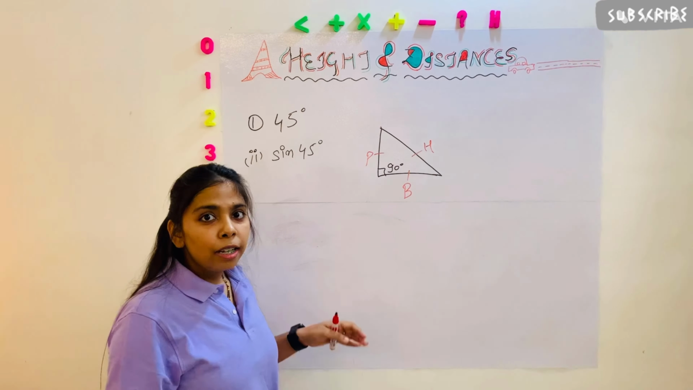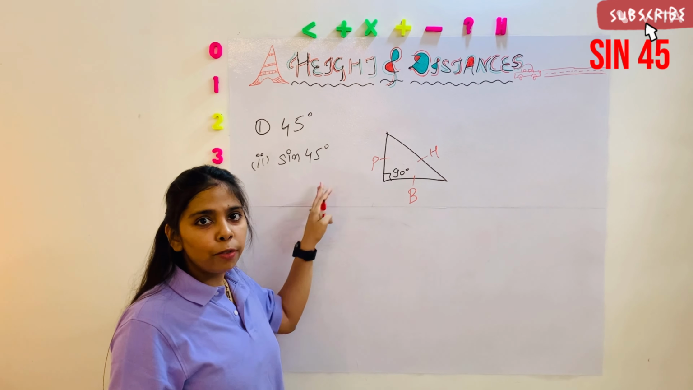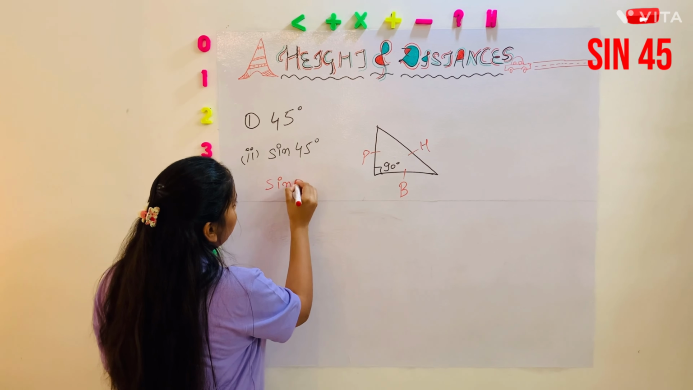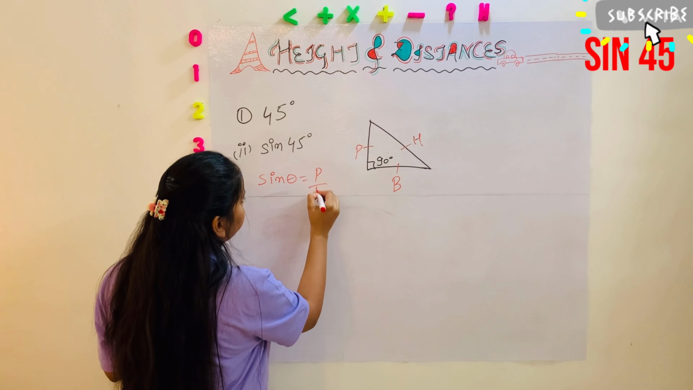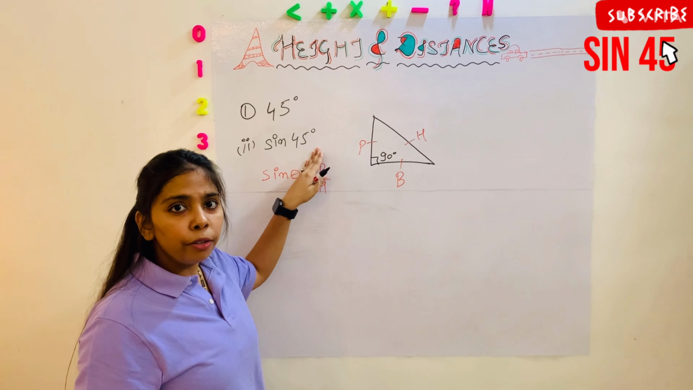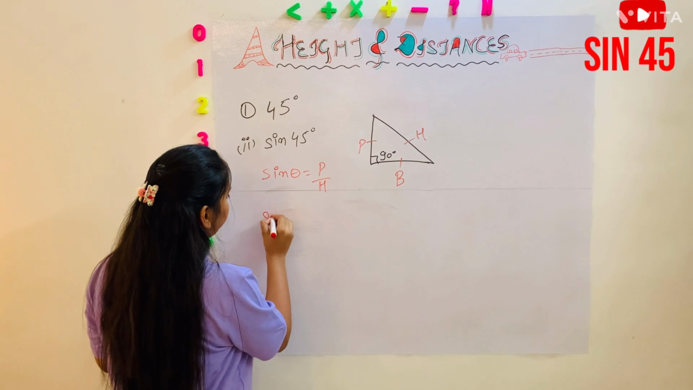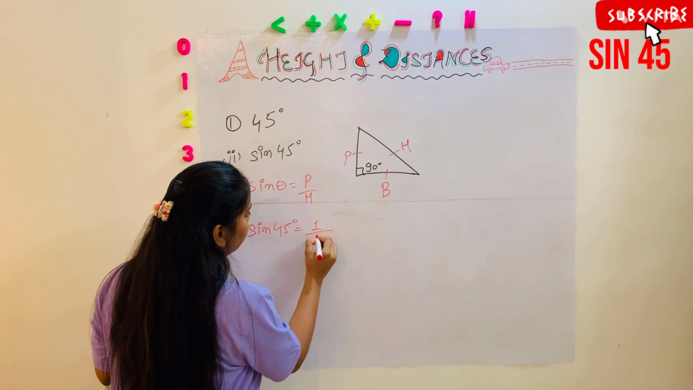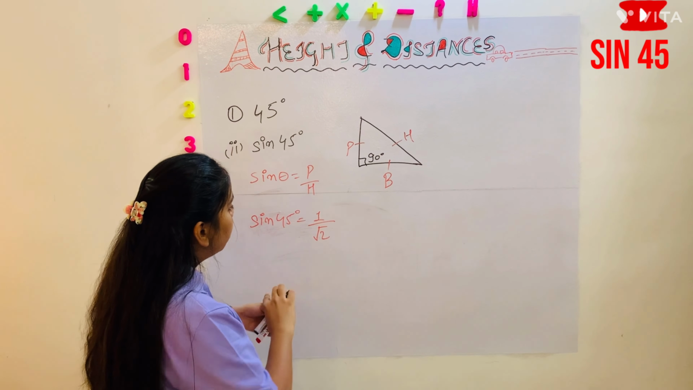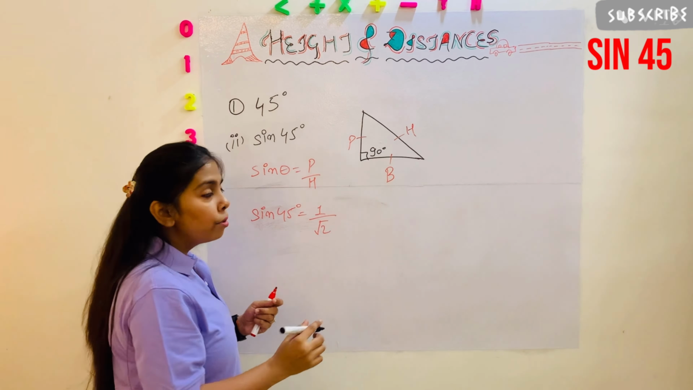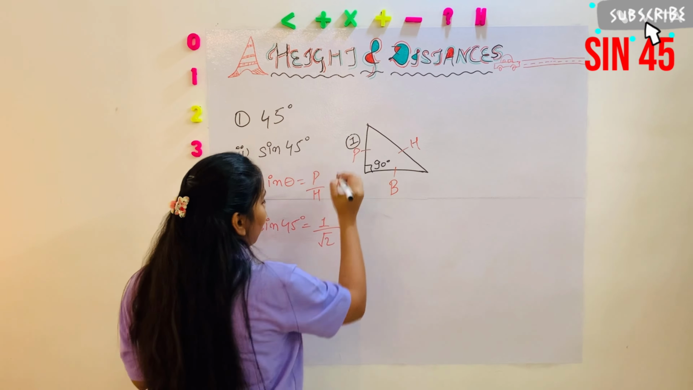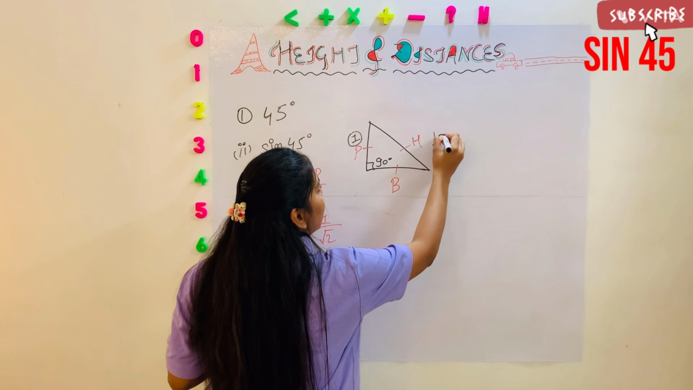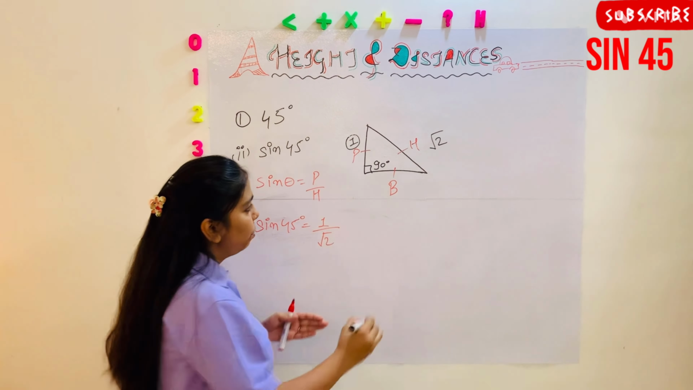Okay. So the second one is sine 45 degree. And we all know that sine theta is equals to perpendicular by hypotenuse. And the value of sine 45 degree is equals to 1 by root 2. Here the value of perpendicular is equals to 1, and the value of hypotenuse is equals to under root 2. And we don't know about the value of base.